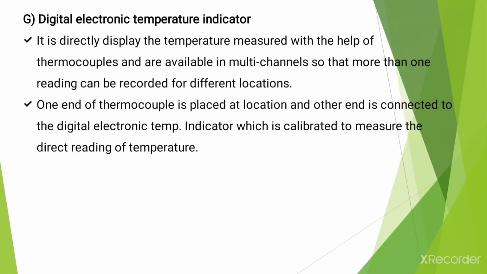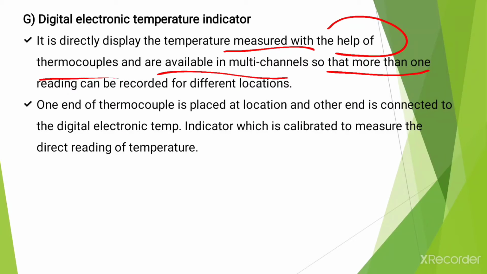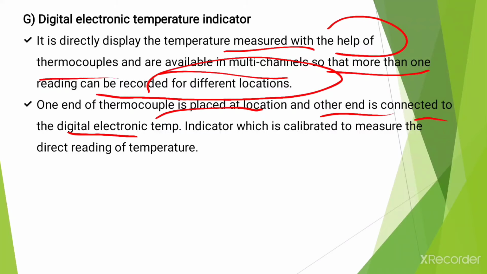Then last, that is the digital electronic temperature indicator. It directly displays the temperature measured with the help of thermocouples, and is available in multiple channels, so that more than one reading can be recorded for different locations. One end of the thermocouple is placed at the location, and the other end is connected to the digital electronic temperature indicator, which is calibrated to show the direct reading of the temperature.